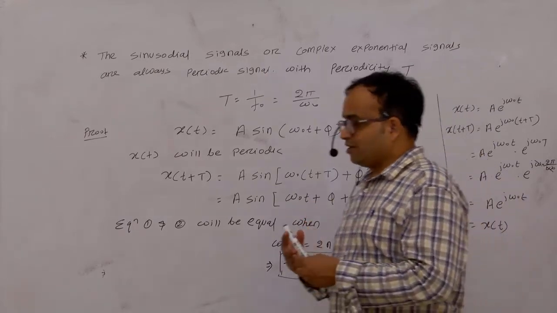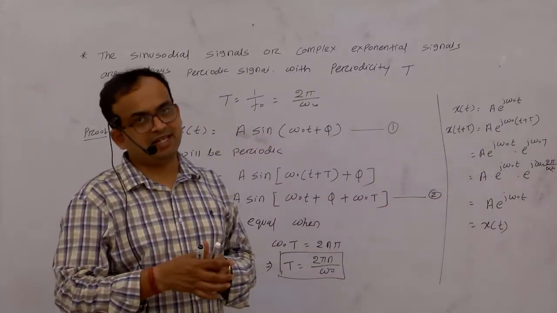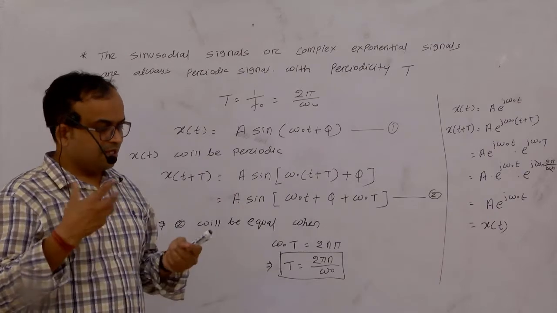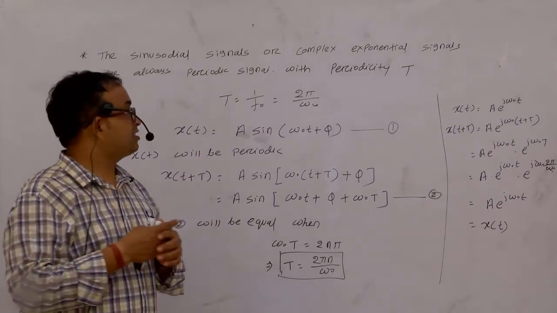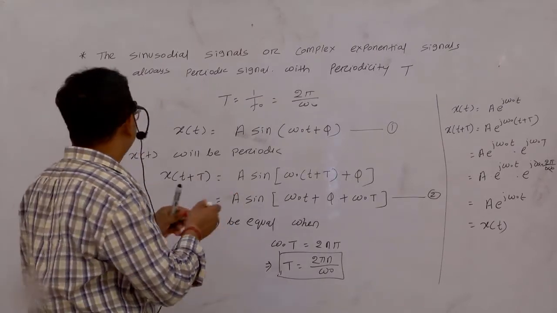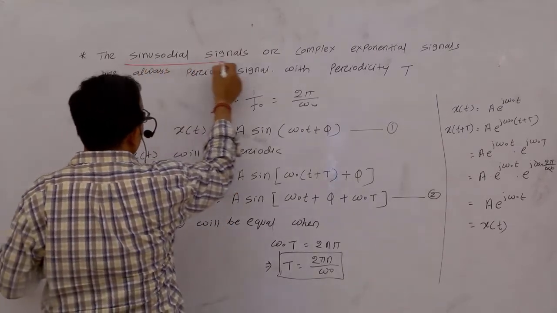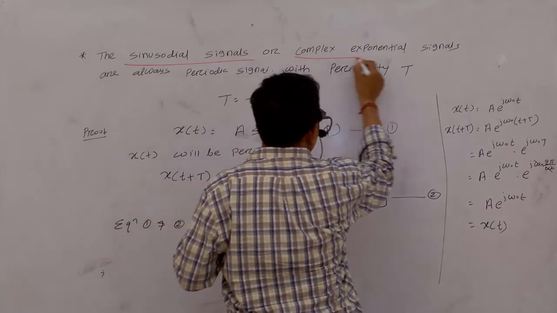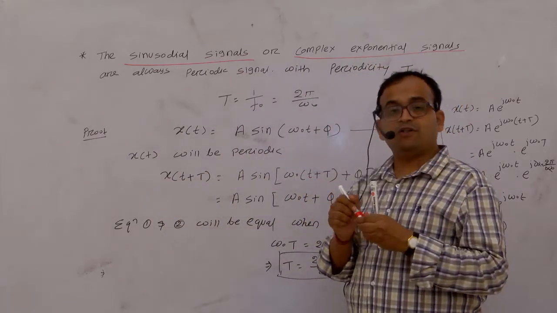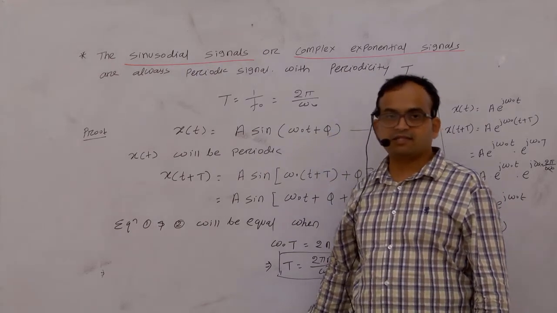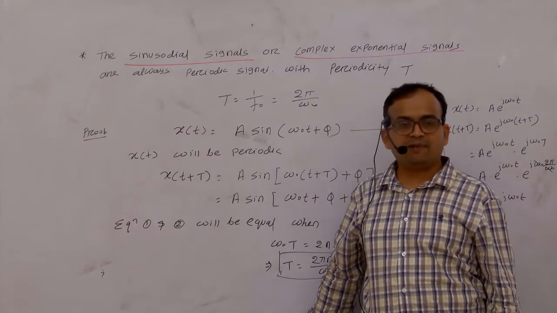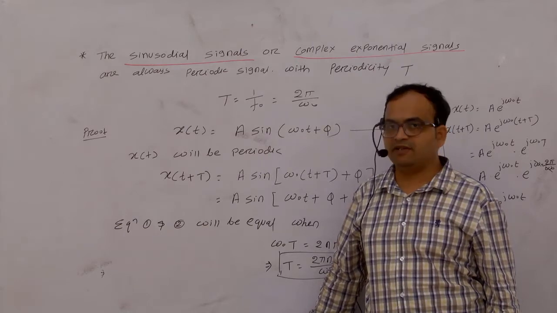Already I told you that. So two types of signals are there in our study. One is your sinusoidal signal, and the other is the complex exponential signal, which are always periodic. So remember that only the sinusoidal signals and the complex exponential signals are always periodic signals.